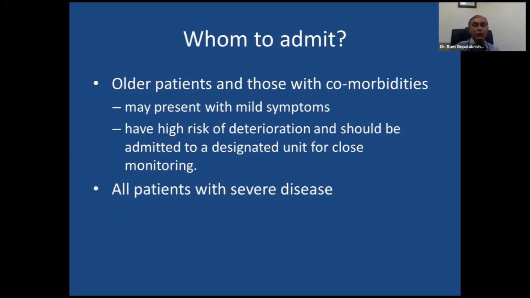Whom do you admit? Older patients, you can say the cutoff may be about 60 or so, although that is arbitrary. Those with comorbidities, diabetes, hypertension, chronic lung disease, or any other comorbidity, even though they may present with mild symptoms, have a very, very low threshold for admitting them. And certainly all patients with severe disease automatically would end up getting admitted.